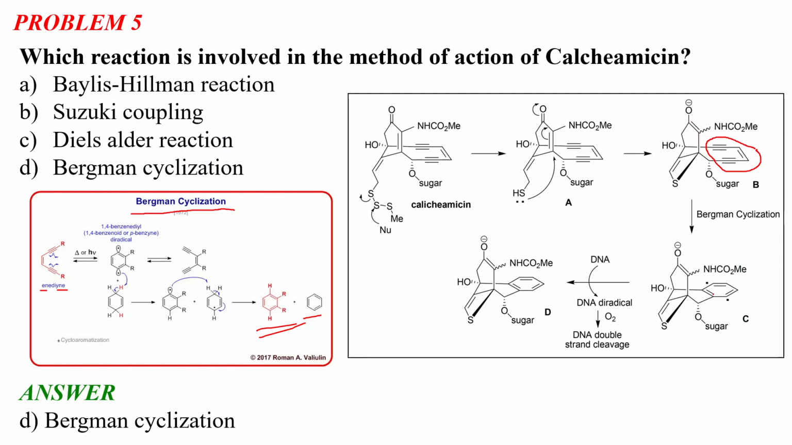1,4-benzenoid diradical. What happens is, this diradical will attack the DNA, and a DNA diradical will form, and it will cleave the DNA double strand. Okay, so this is the mechanism of action.